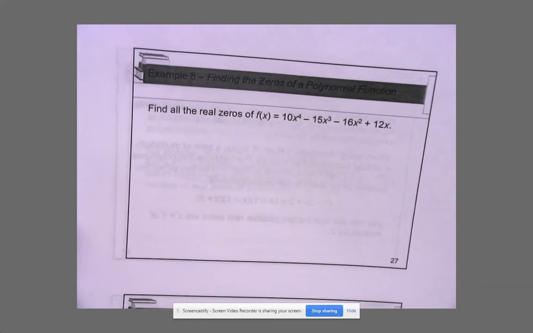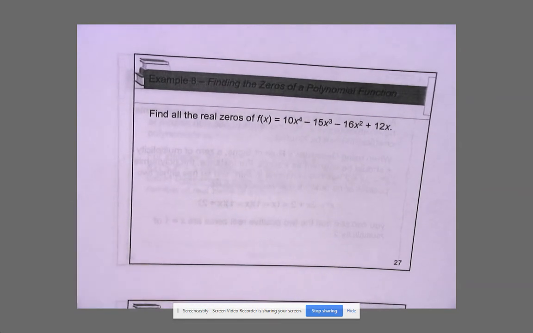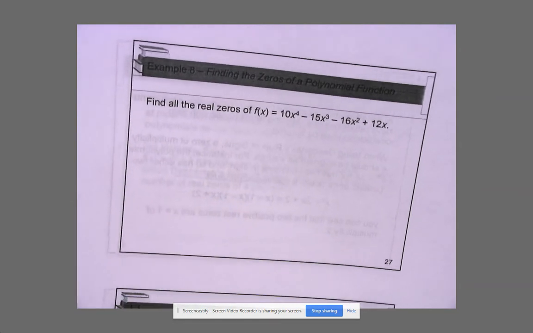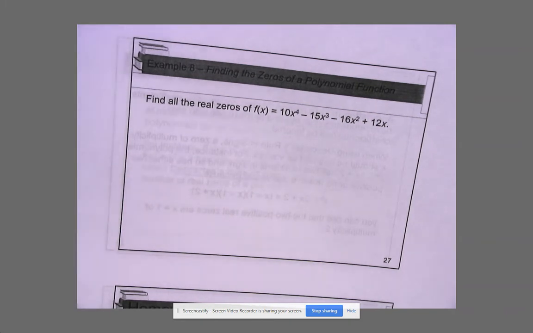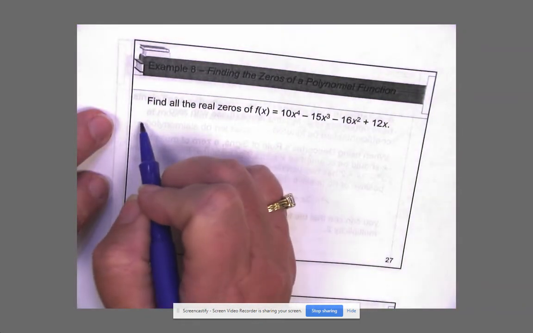But anyway, here we go. Find all the real zeros. That's the directions. Find them all. So what do we know first? And I'm going to kind of go overboard on this. What do we know? Well, I'm going to just kind of run through it.